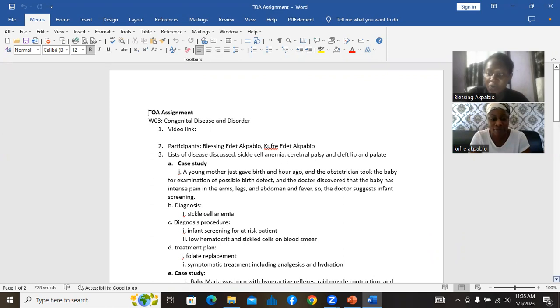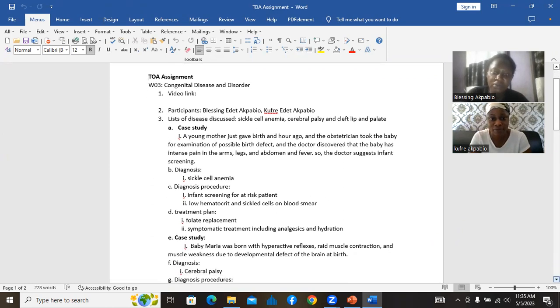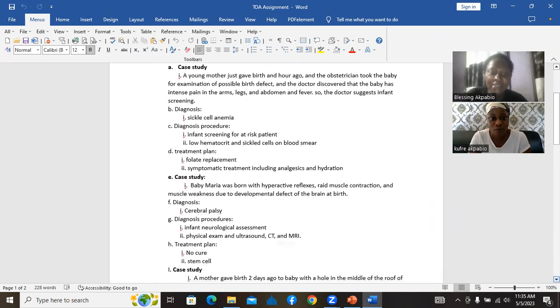So we move quickly to the second case study. The second case study says baby Maria was born with hyperactive reflexes, muscle contraction, and muscle weakness due to developmental defects of the brain at birth.